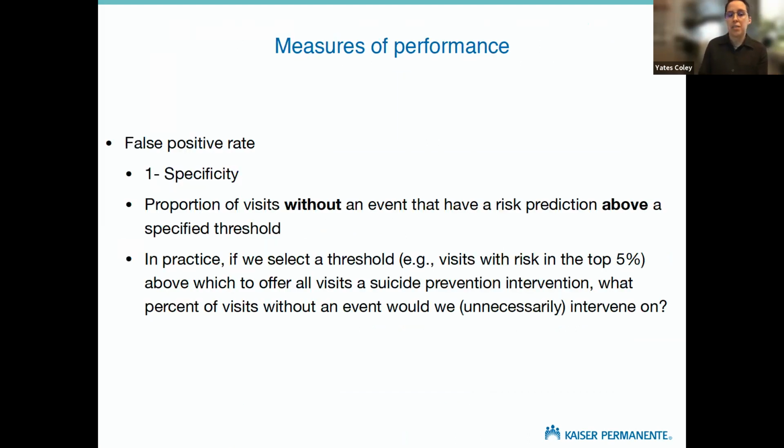We're also going to look at the false positive rate, which is equivalent to 1 minus the specificity. The false positive rate tells us the proportion of visits without an event that have a risk prediction above a specified threshold. So in practice, if we select a threshold, say visits with risk in the top 5%, above which to offer all visits a suicide prevention intervention, what percent of visits without an event will we be unnecessarily intervening on?